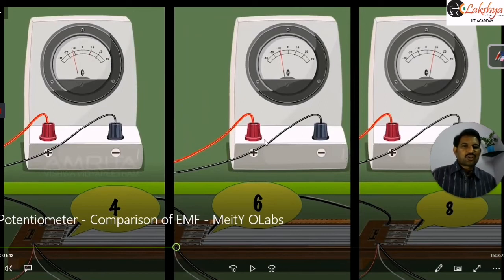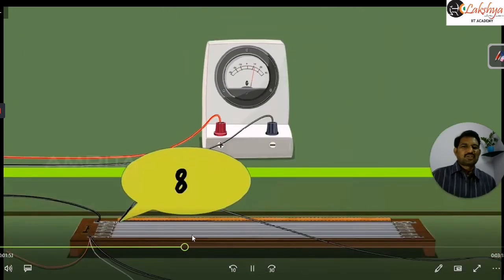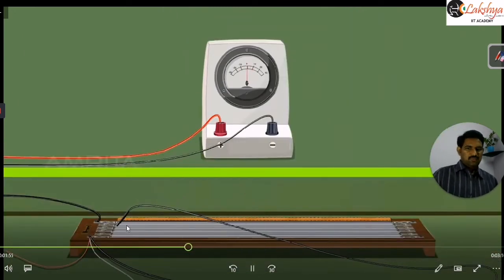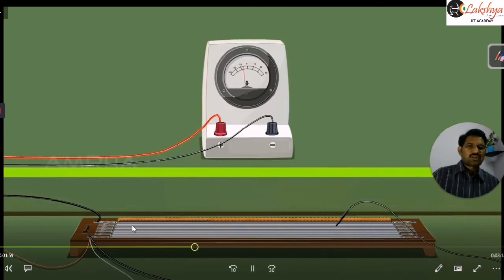Now you can observe that moving from the 6th to the 8th wire, the deflection is in the opposite direction. That means current is flowing in the opposite direction. So null deflection will be there between the 6th and 8th wire. We need to observe carefully between 6 and 8, where you will get the zero reading. Now the jockey is pressed at the 6th wire and the 8th wire, and it shows deflections in opposite directions.